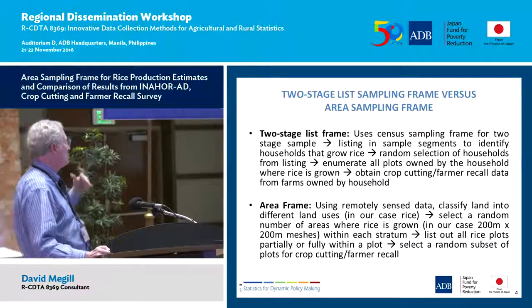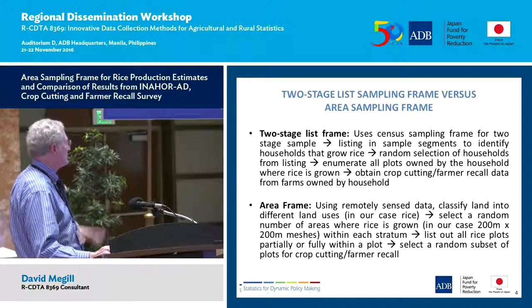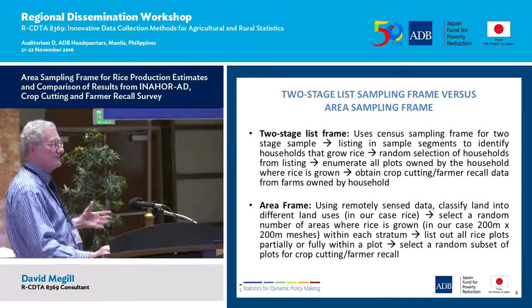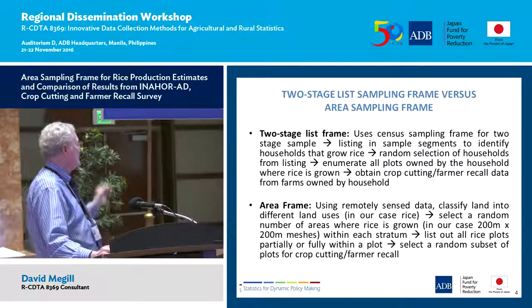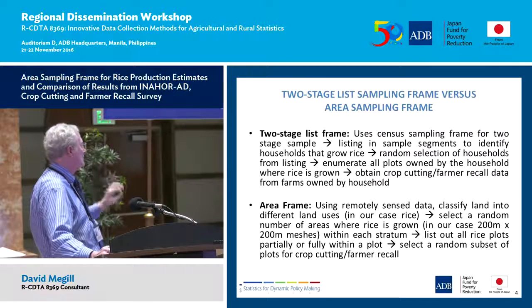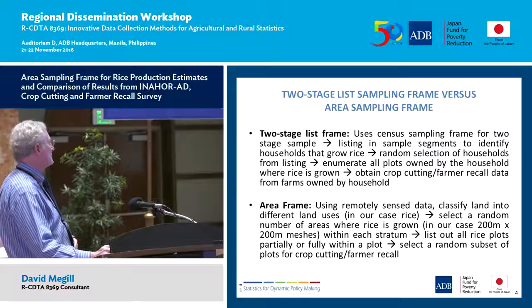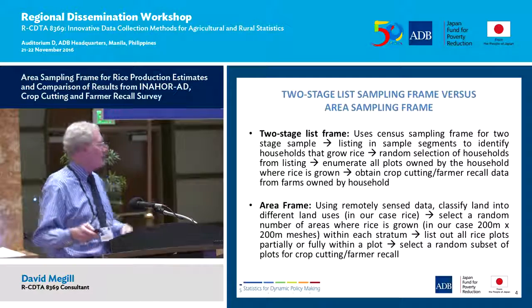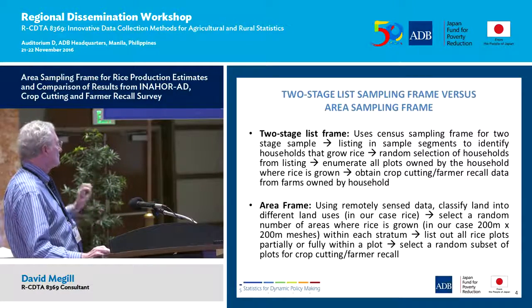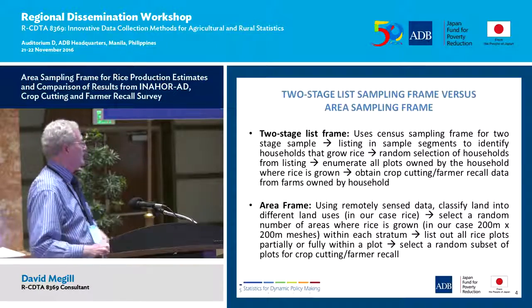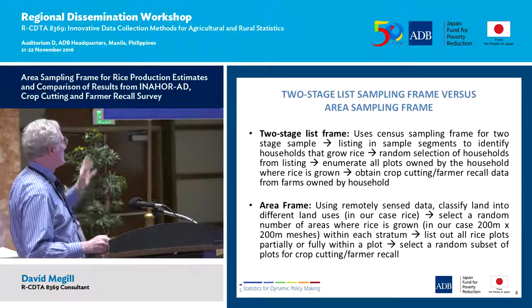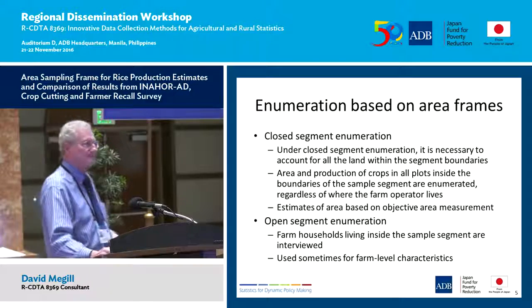But within each stratum, we select a sample of areas that were referred to as meshes in this case, which is 200 meters squared. And then we go to each of these sample meshes to list all of the rice plots that have some rice growing in them, and we select a sample of plots. Then finally, we select a subplot for doing crop cutting. So we're going to talk about this methodology in more detail.